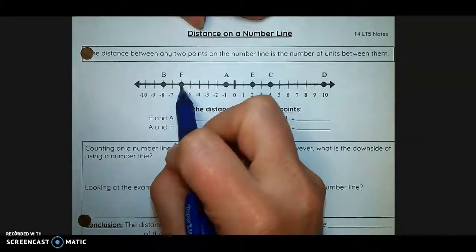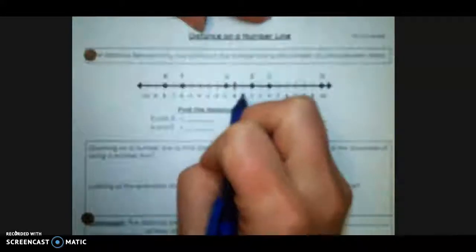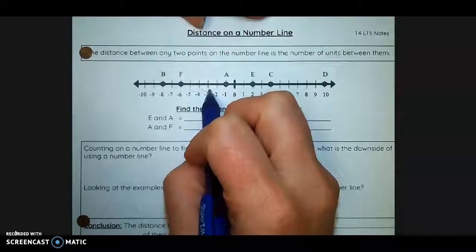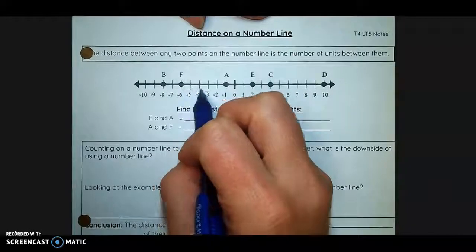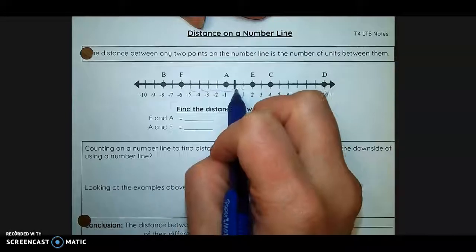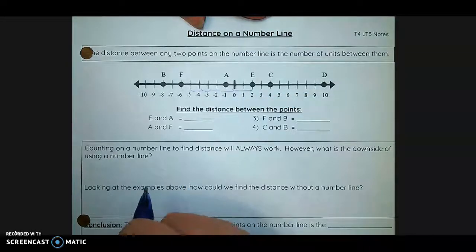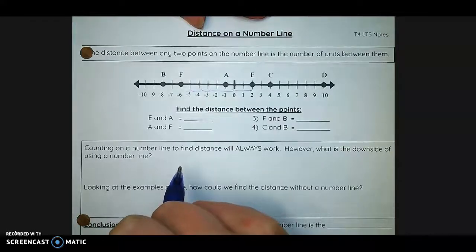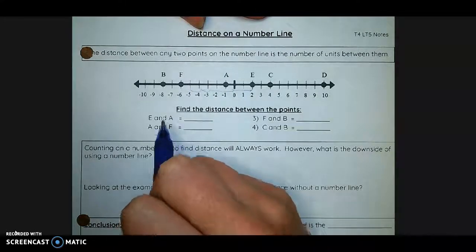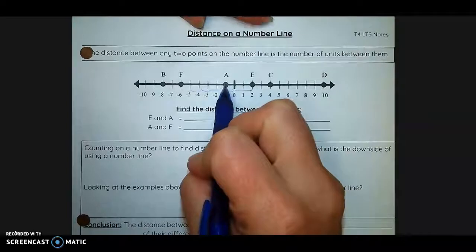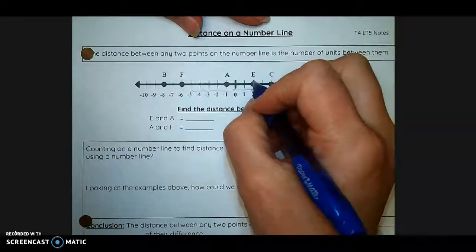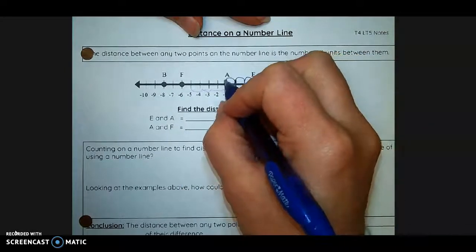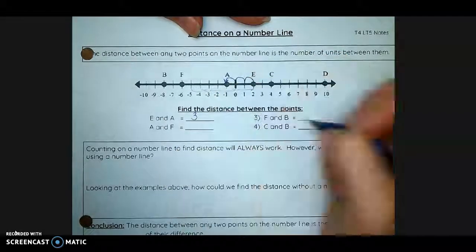So just for this, from F to E, for instance, how many hops would it take to get there? Well, it's going to take me 6 hops to get back to 0, and then 2 more hops to get to E. So in that case, it would be 8. They're 8 points away from each other on the line. So between E and A, I can hop and go 1, 2, 3. They are 3 steps apart.